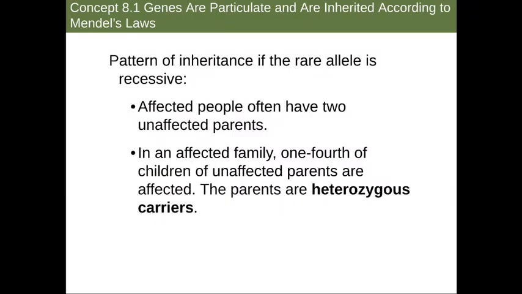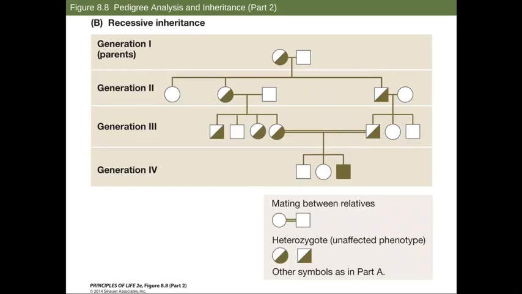Okay, so affected people often have two unaffected parents. If in an unaffected family, 1/4 of children of unaffected parents are affected, those parents are heterozygous. That means they carry the trait, but they are not affected by it. To represent this, we use our split boxes like this. So we have individuals who are carriers, but they are not affected. So we see it takes all the way until generation 4 to have an affected individual, and that is because in this case, yikes, these two cousins had a baby together. They had offspring, and they have an affected individual. So this is oftentimes why you hear so much about health problems in individuals who are inbred.